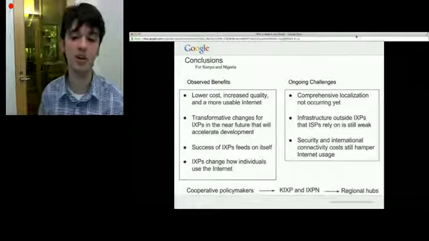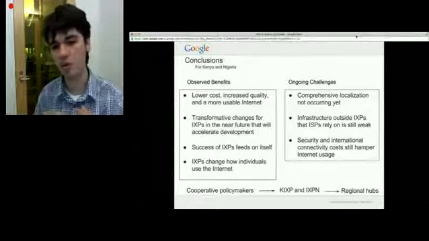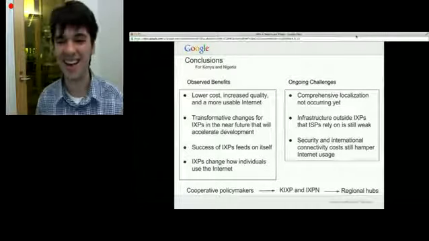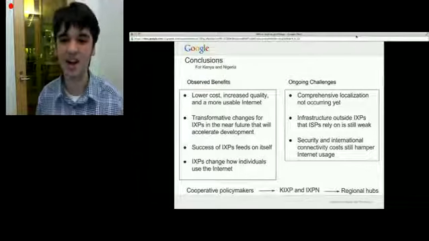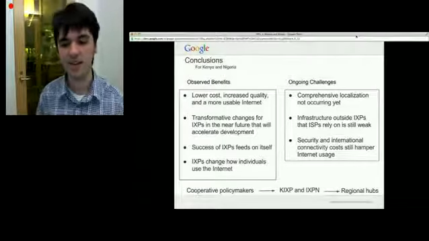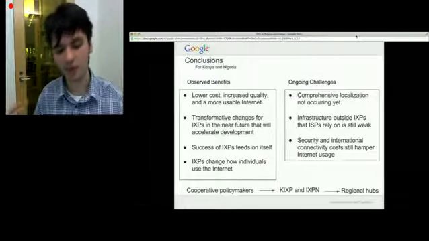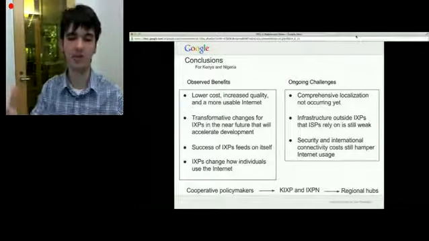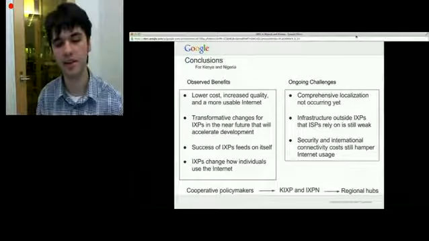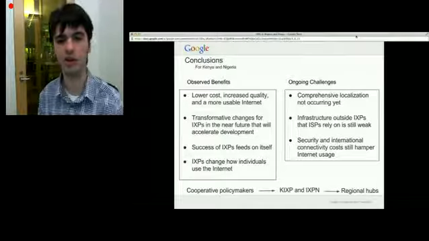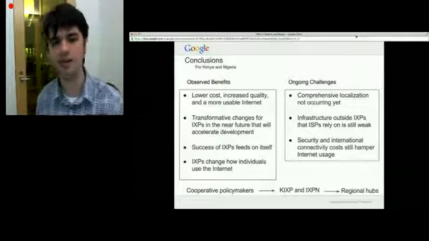But there are ongoing challenges. There's always more progress to make in localizing data. We noticed that .ke is being used more in Kenya now, but in Nigeria, the government hasn't fully localized their data. So the goal is always greater efficiency, bringing that data closer and closer to the end user. But comprehensive localization is still a distant goal.